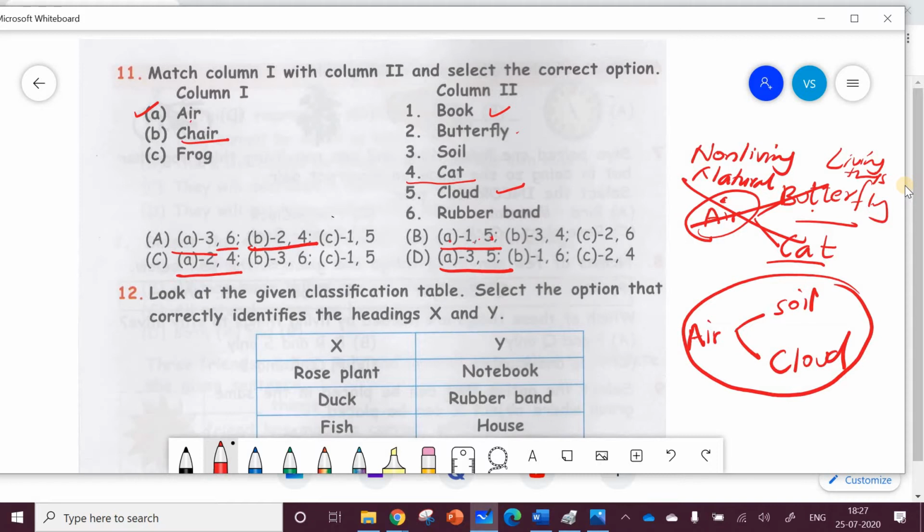Air is natural or no? So air is man-made? No. So air is natural. Air is natural, soil is natural, and cloud is also natural. So it seems like option D is the correct option. So there are two things that we learned here, Avnish.